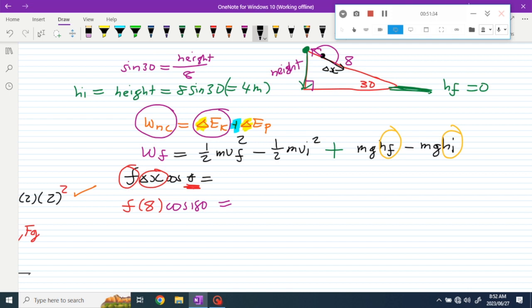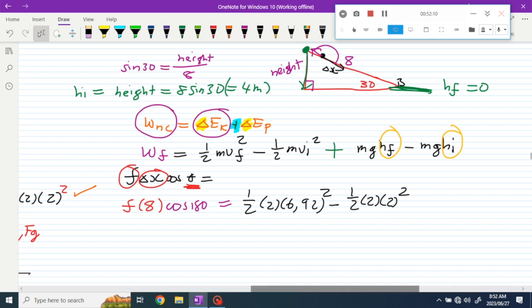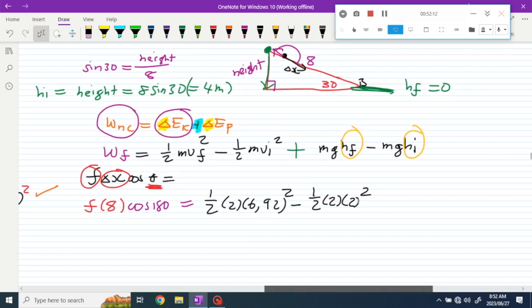Be careful, don't switch around your initials and finals. They told us when this object reaches point P, its velocity is going to be 6.92. So it's going to be half times 2, the mass in kilograms, times 6.92. I think I have that correct, yes. Remember to square it. If you don't square it, you're going to lose marks. Minus half, the initial velocity is 2 at the top, and don't forget to square it. Are we okay? Are there any questions so far?